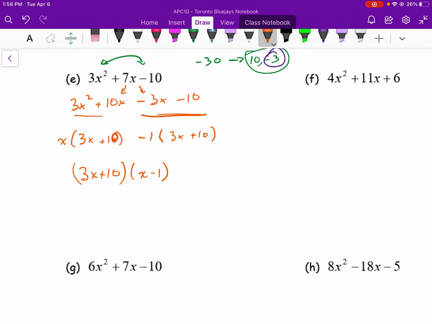Really, this skill needs a lot of practice. Really super important. Okay? Please practice, practice, practice.